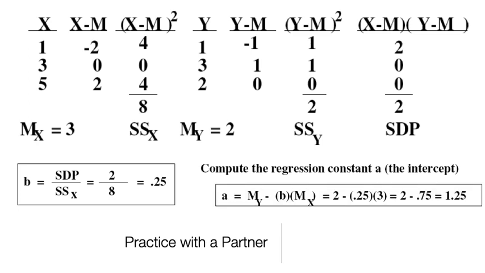We have our mean of Y. So we'll plug all of that information into our formula. Our mean of Y is 2 minus 0.25 times 3, which gives us 2 minus 0.75, which gives us a regression constant of 1.25. This is our Y-intercept. So we already have everything we need to plot this line.